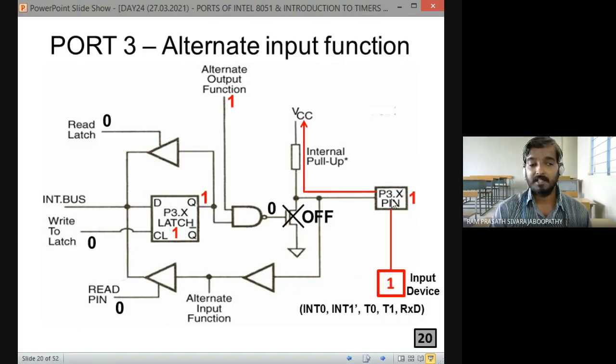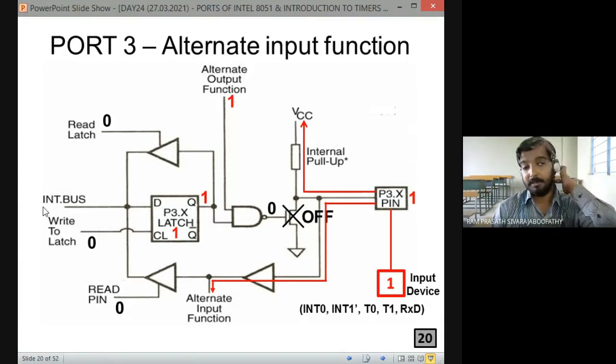Then RXD, it is a level signal. That means if we give logic 1 here, there is no need to read it. Alternate input function cannot be read by the CPU. Automatically this pin logic is getting into the alternate input function, but it won't get into the internal bus. It won't come to the internal bus, directly it goes to the input function. That's it.